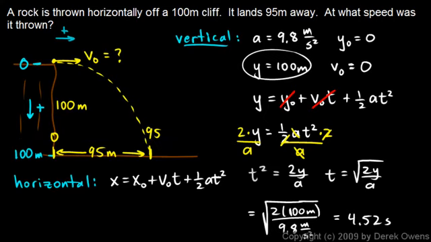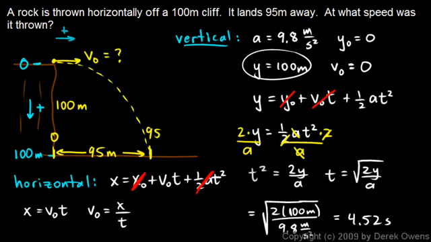Now horizontally, this is really simple. My initial horizontal position is 0, so x0 goes away. And horizontally, there's no acceleration, so this second term goes away. So this equation just reduces to this. x is equal to v0t. And then that's very simple to just rearrange algebraically. v0 is x over t.